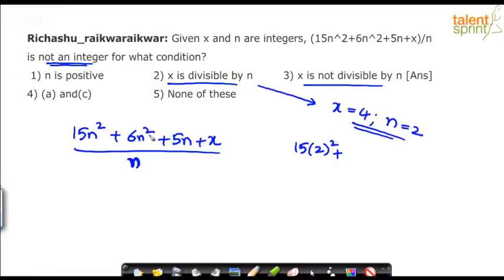Are you sure this is 15n square plus 6n square? Because 15n square plus 6n square is 21n square. Anyway, 2 square. I hope you're being careful while posting it. So I'm just taking it up.